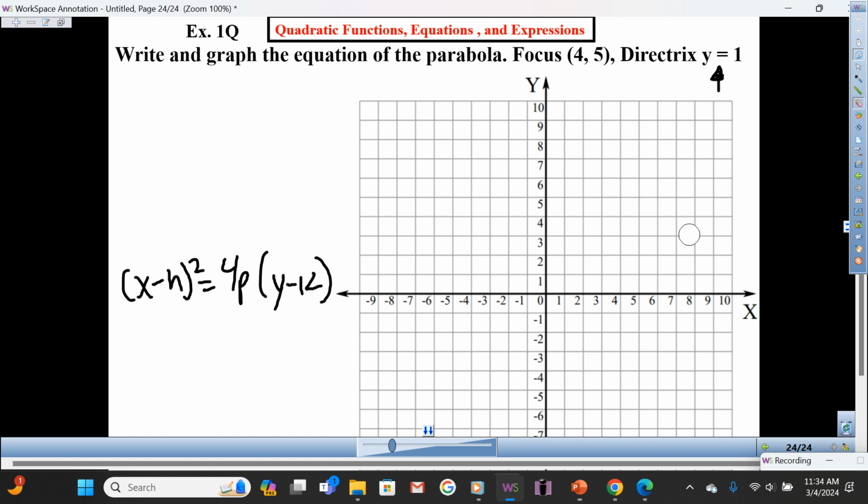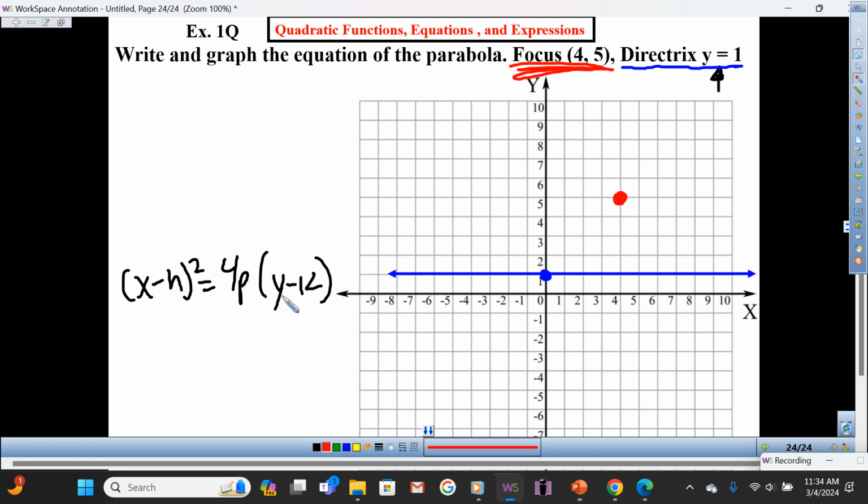So I no longer use that one, but it was a good start. So we're going to let that rest for a little bit. Let's go to the graphing. Here we go. Focus. Where's our focus, everyone? 4, 5. Let's go to 4, 5. Plot that. In blue, where's our directrix? Going through y equals 1. There it is. Good start.